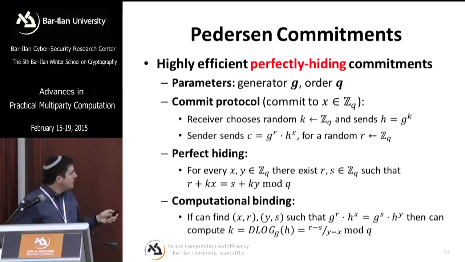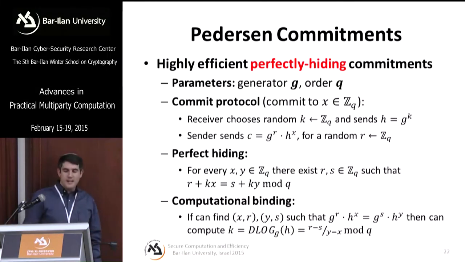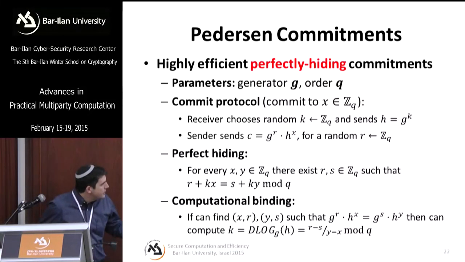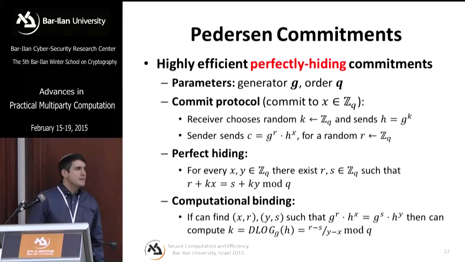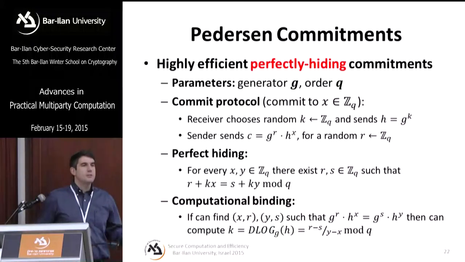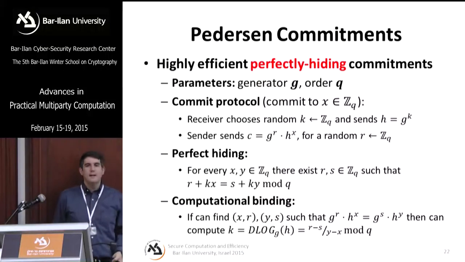So computationally binding is simple. If you notice that you can compute x, r and y, s such that g to the r times h to the x equals g to the s times h to the y, then once again you can transfer sides and get that the discrete log of h is actually (r minus s) divided by (y minus x). Very similar to what we did in the sigma protocol for Schnorr, for the discrete log. So if you can break binding, then you can solve the discrete log problem, which is hard.